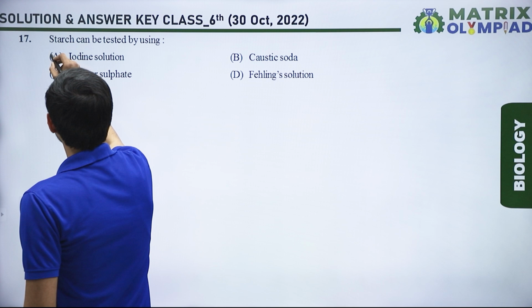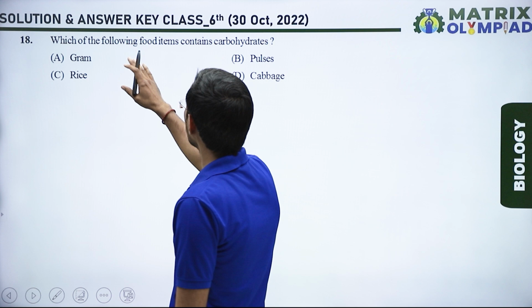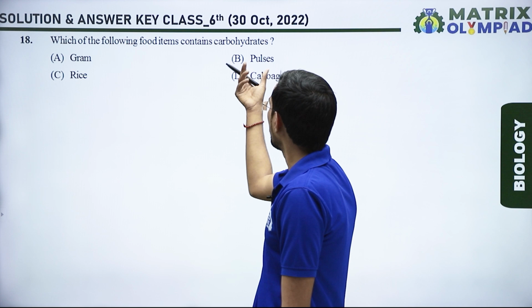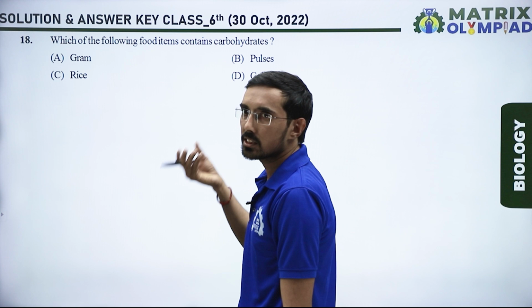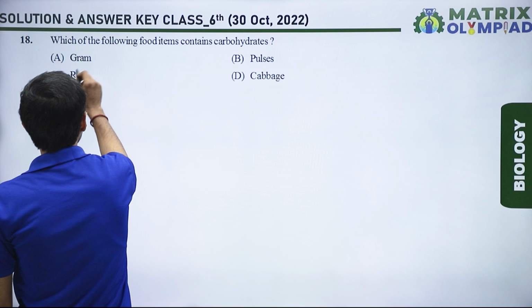Next question is, which of the following food items contain carbohydrate? Gram, pulses, rice and cabbage. As you all know, gram is a source of proteins. Pulses are also a source of proteins. Cabbage is a source of minerals and vitamins. And rice is the source of carbohydrate. So our correct answer is rice.